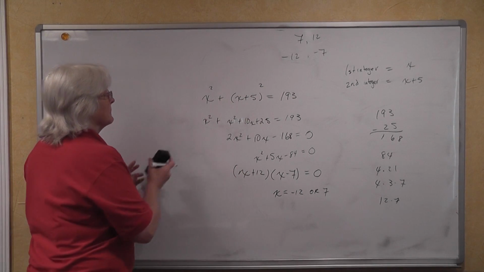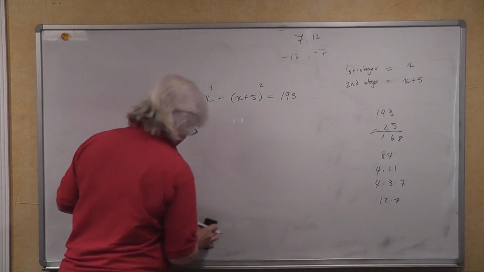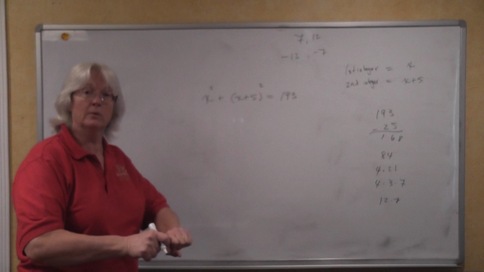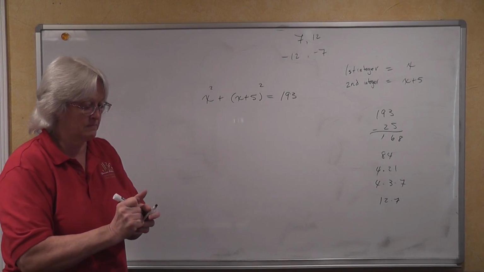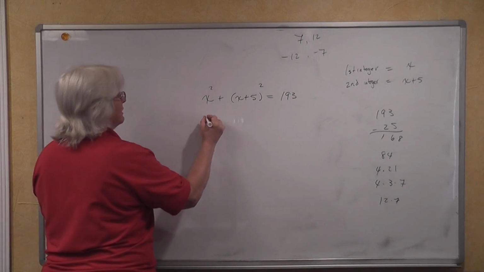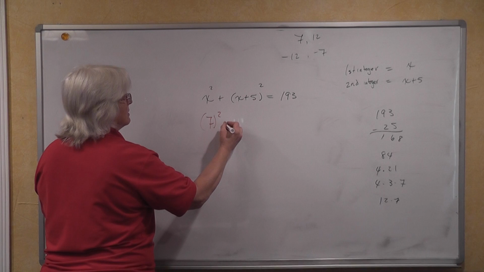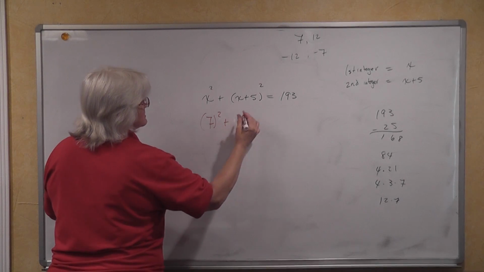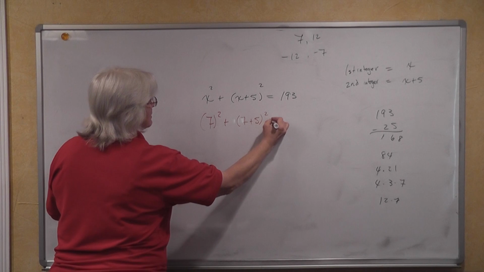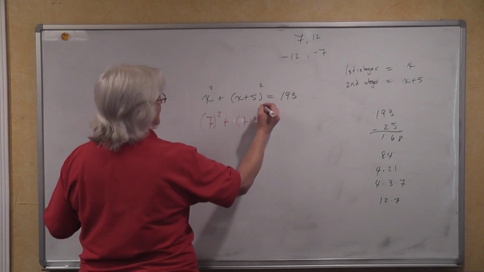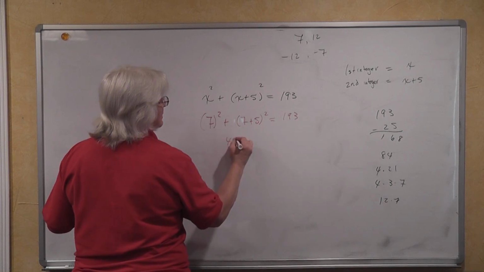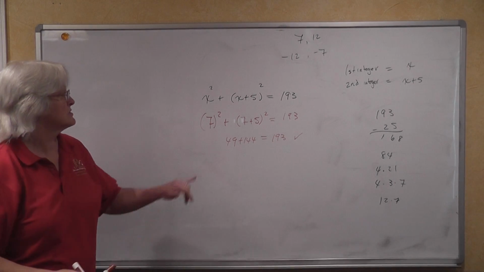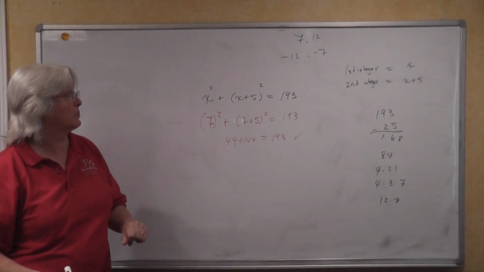Let's see which works. Here is our original equation: x squared plus the quantity x plus 5 squared is equal to 193. First, let's do 7 squared plus 7 plus 5 squared. Is that equal to 193? 49 plus 144 is equal to 193. So 7 and 12 both work.